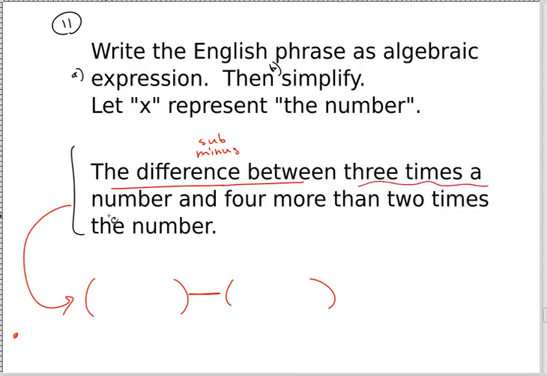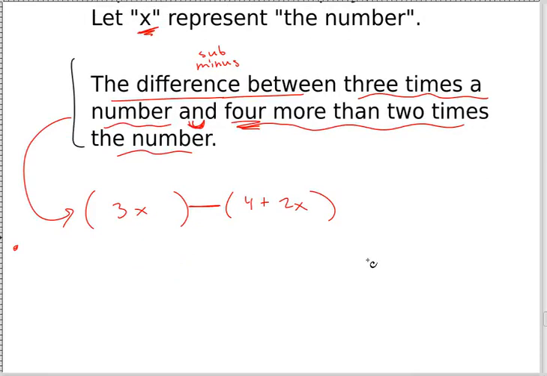3 times a number. Well, that's pretty easy. 3 times. What is that number? What's the number? It's a x. Okay? And so that's the, jump to the next side here. 4 more than 2 times the number. Okay, whoa. 4 more plus 2 times the number, 2x. All right, awesome. That actually is your answer.